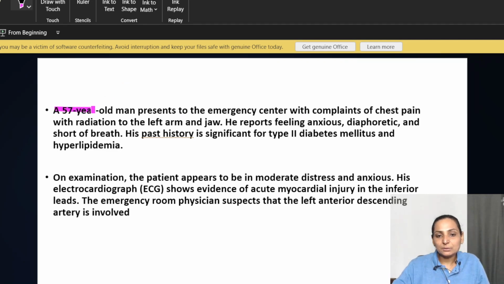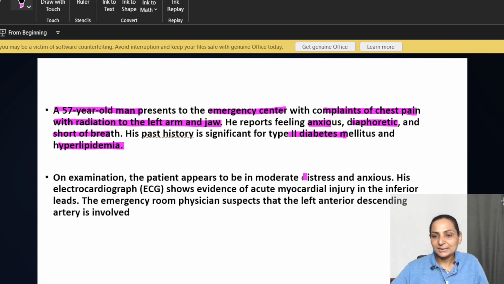A 57-year-old man comes to the emergency department with complaints of chest pain. Very interestingly, this is the biggest clue that is given to you, that it is radiating to the left arm and jaw. This is a type of referred pain, which is because of the common dermatomal, embryonic origin. And he feels very anxious, diaphoretic. What is diaphoretic? Highly perspiring, a lot of sweating is happening, and there is shortness of breath. History of type 2 diabetes and hyperlipidemia, that is raised blood cholesterol lipid level.